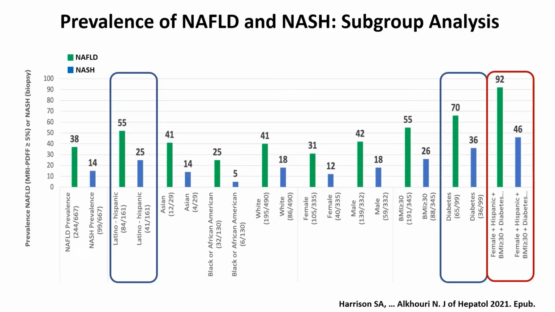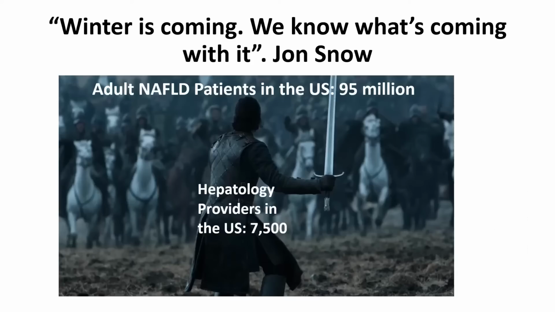So we do have a problem because we estimate that we have about 95 million adults with NAFLD in the United States and only 7,500 hepatology providers. And this includes all transplant hepatologists, gastroenterologists that take care of liver patients, and APPs, advanced practice practitioners. So we need a simple way to rule out the presence of fibrotic NASH by primary care physicians that is cost-effective.